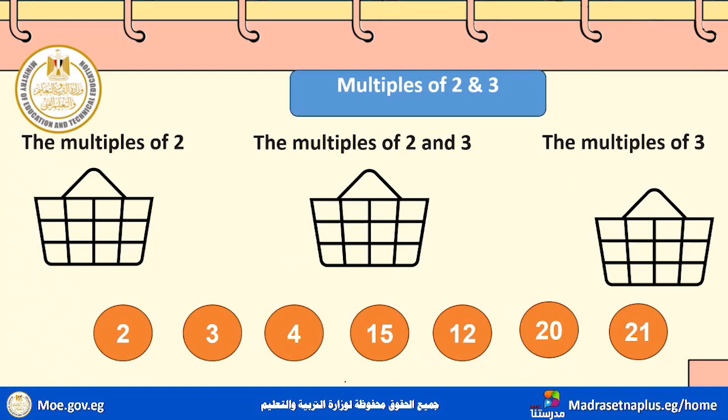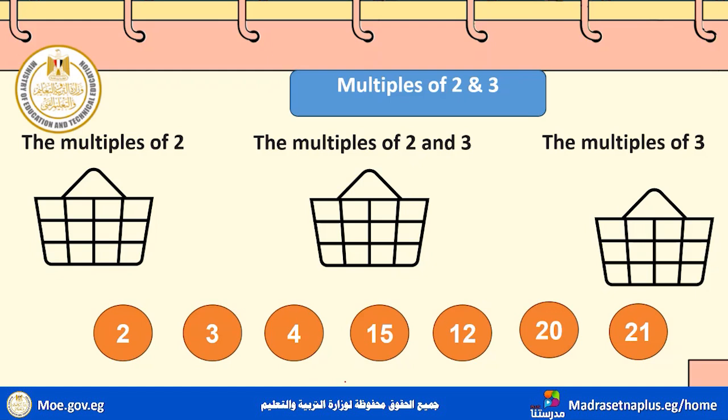Let's play this game. Let's put each ball in its suitable basket. What does that mean for this game? We can put each of these numbers, or these balls named by numbers, in the suitable basket. First basket on the left, multiples of 2. In the center, multiples of both 2 and 3. On the right, multiples of 3.